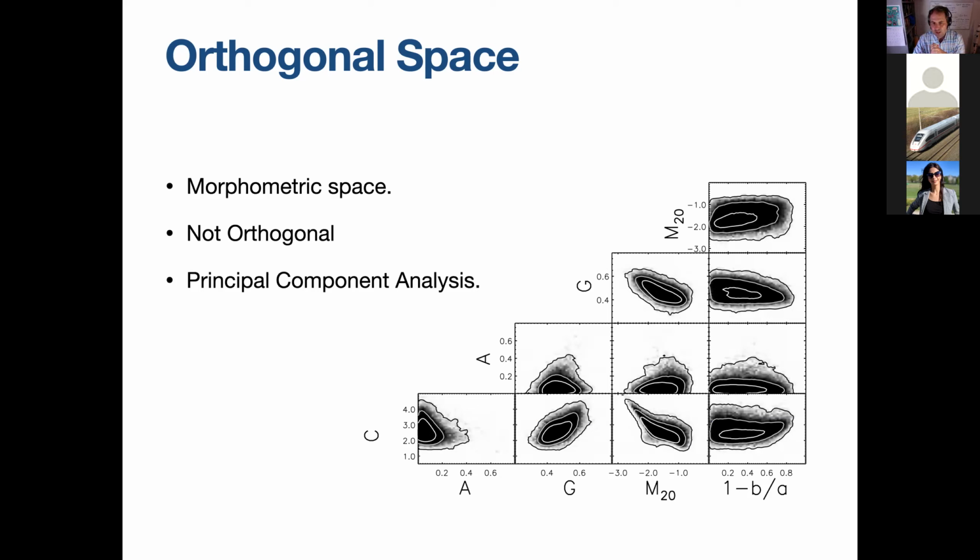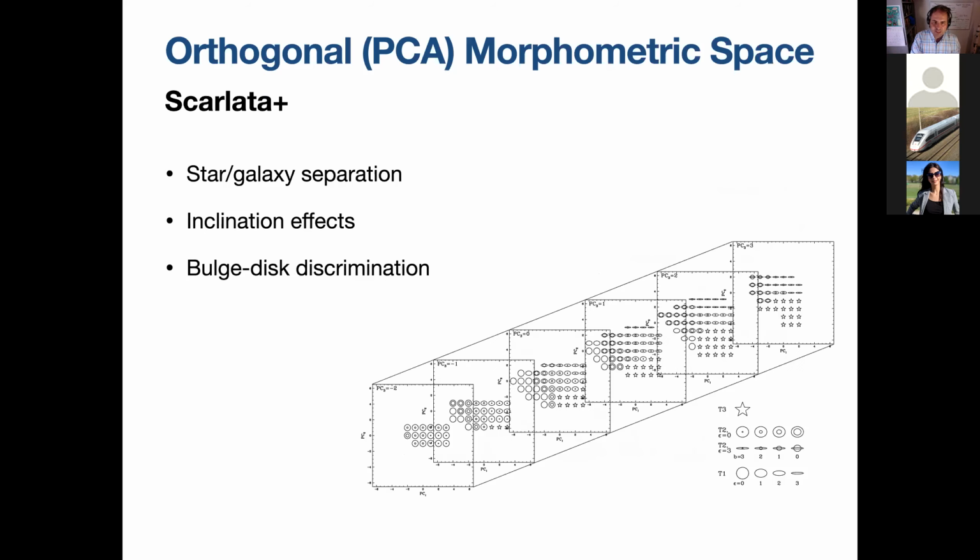So Claudia Scarlata in 2008 decided, well, I can do a principal component analysis and see how many independent axes I have in this parameter space for this whole galaxy survey. So the Zurich Estimator of Galaxy Type, ZEST. She came up with ZEST as the acronym. And so this is the three-dimensional principal component space that she ended up with.